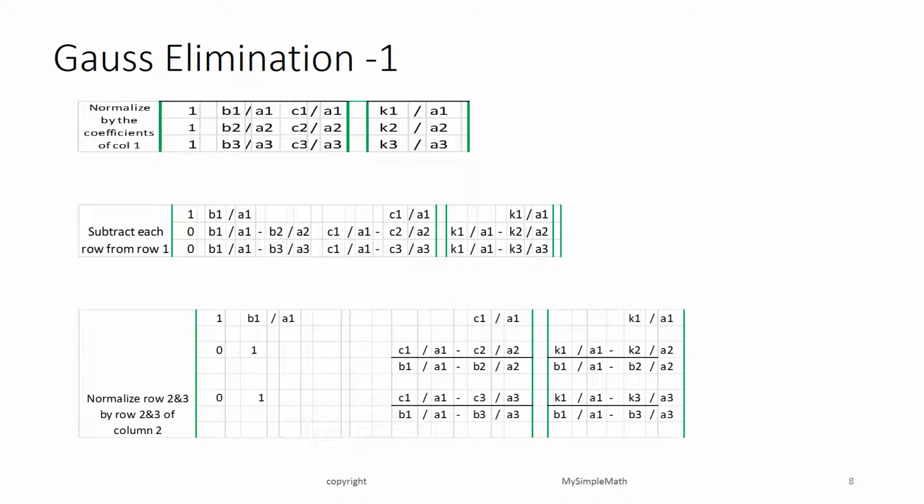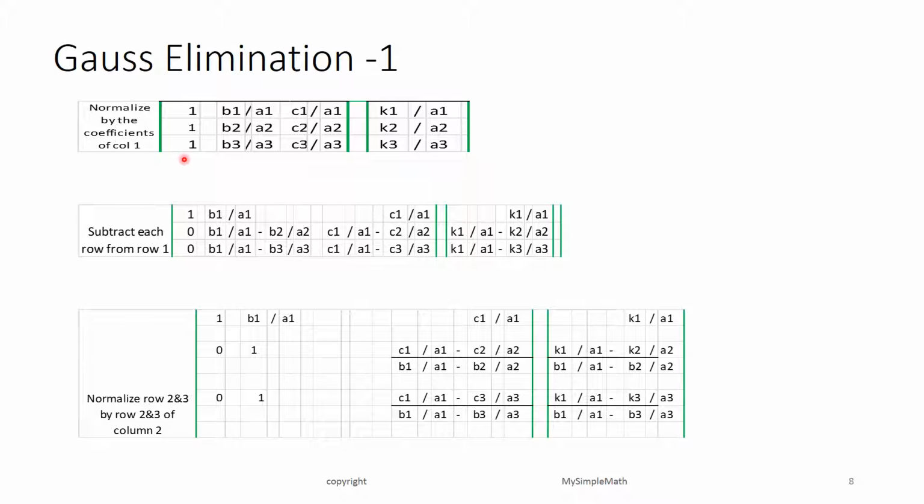Let's start off with the method of Gauss elimination 1. First, we get the original matrix, and in the original matrix we divide the rows by the corresponding coefficients in the first column, that is B1 divided by A1, C1 divided by A1, and K1 divided by A1. Similarly, B2 by A2, C2 by A2. To normalize means just dividing.